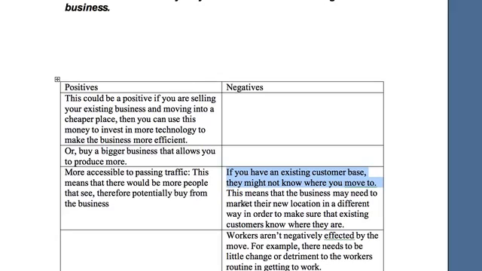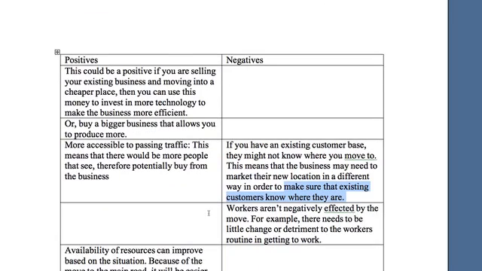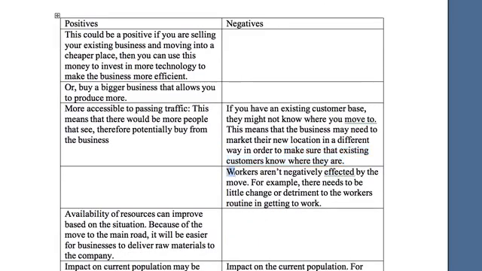You might want to do something like give a mail out to your customers to show where you're moving to before that actually happens. This means that existing customers know where you're moving to. You want to make sure that workers aren't negatively affected by the move. For example, there needs to be little change or detriment to the worker's routine in getting to work.